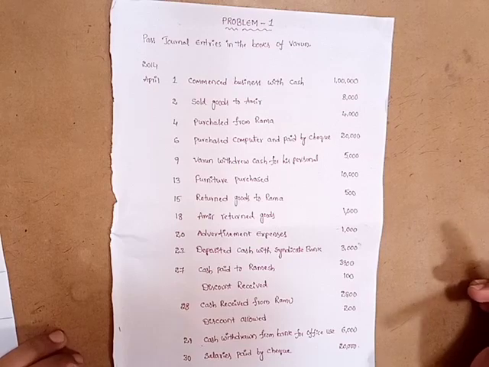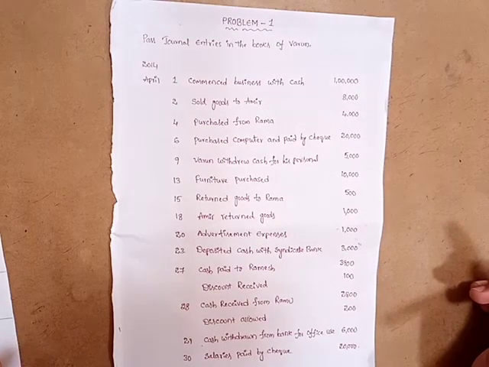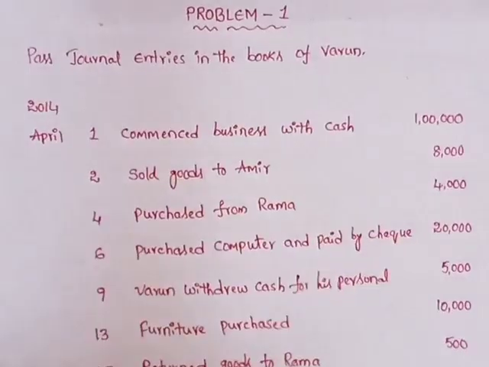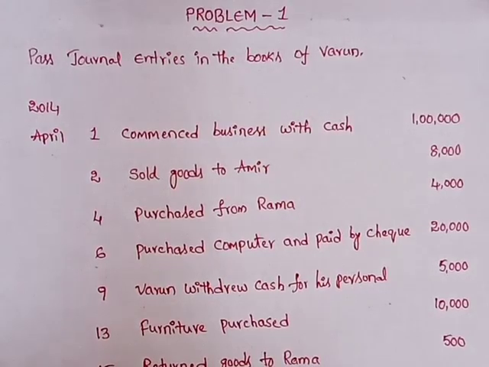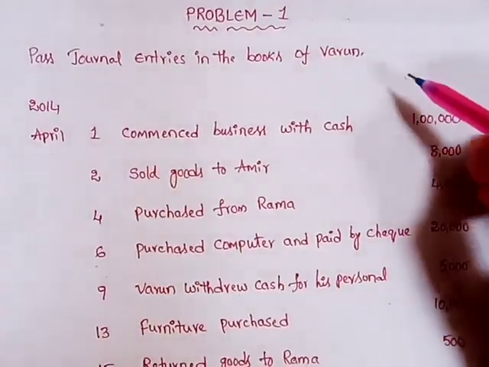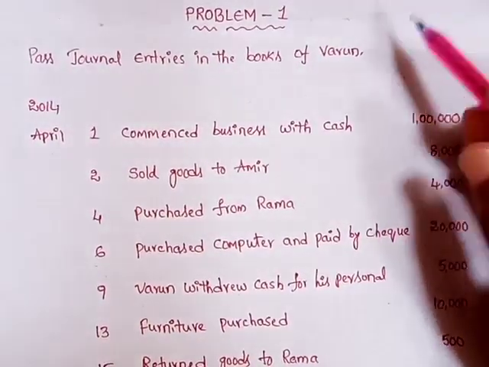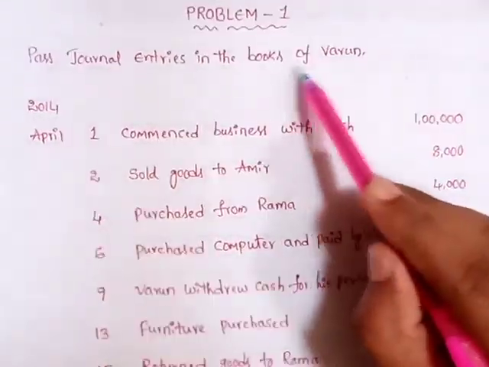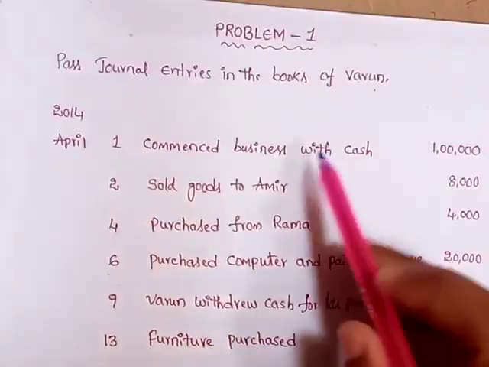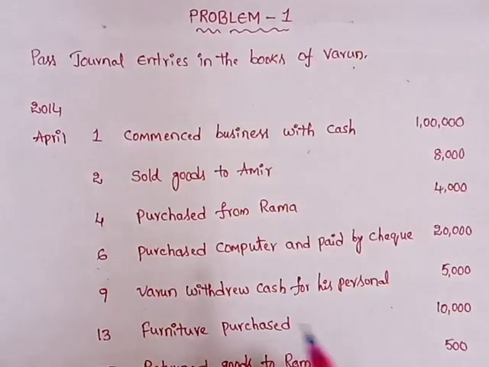So pause the video and write this problem on your notebooks neatly and carefully. Then we will prepare journal entries for this problem. Okay friends, let's start how to pass journal entries for this problem. So pass journal entries in the books of Varun, 2014 April 1st. First transaction is commenced business with cash 1 lakh.